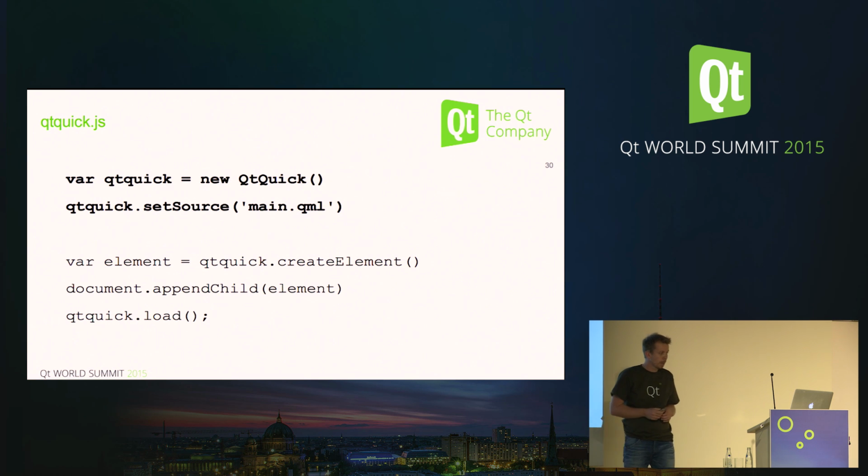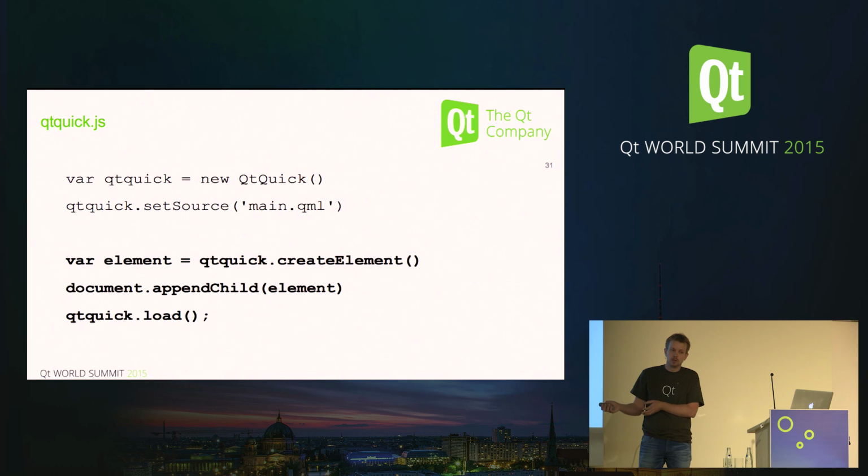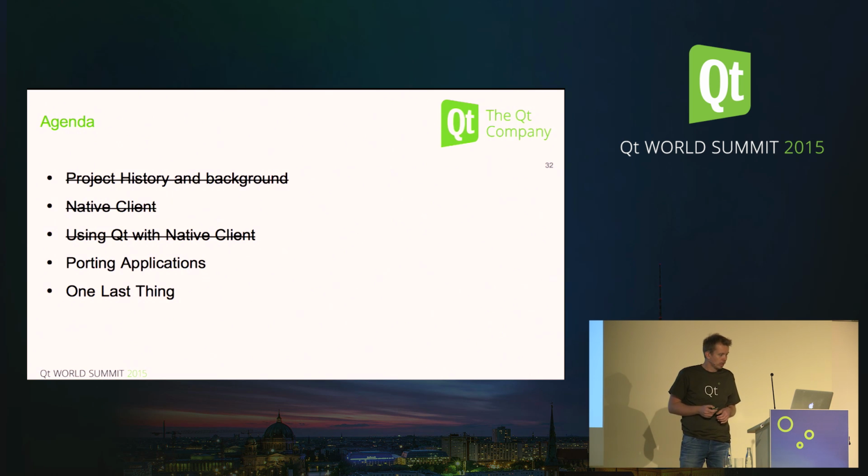So there's an API, QtQuick.js, where you create a Qt object. You set the source, the QML source, and then you create an element and append that in your HTML somewhere, as before. And setSource is a live QML thing, so if you set the source again, the view updates with the new QML. Okay, so that was the Qt offering, or the Qt setup for native client.